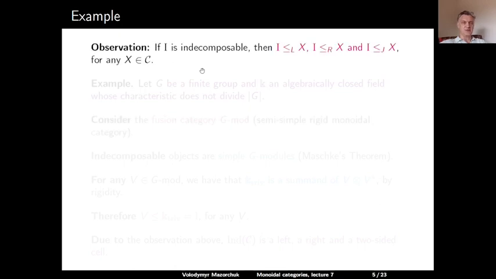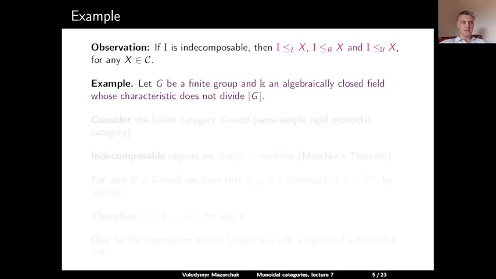First, an observation. If the identity object I is indecomposable, then it is left, right, and two-sided smaller than any other indecomposable object X in C. This is obvious directly from the definitions because I tensor X is isomorphic to X regardless of the order in the tensor product. So here is a detailed example.